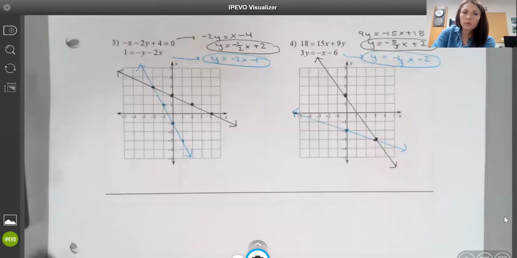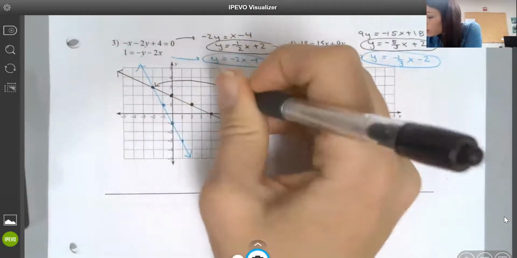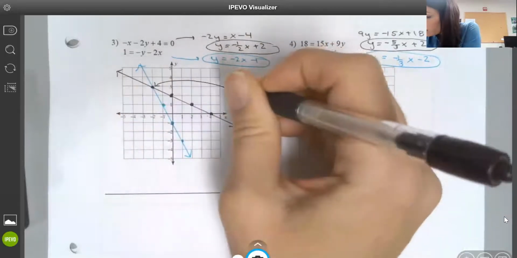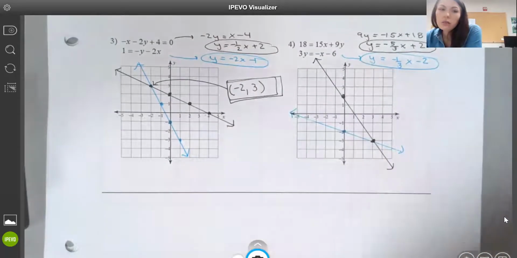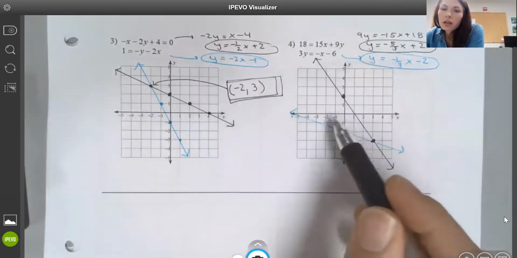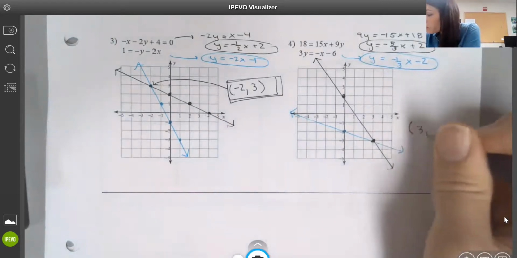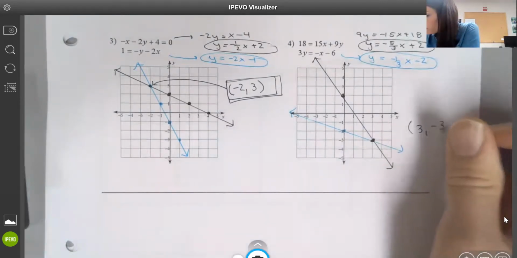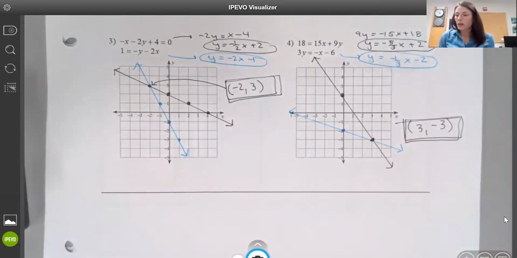Okay, so here are my graphs for 3 and 4. On 3, I'm going to say that the intersection point is (-2, 3). And then, of course, you would check it. And on 4, my lines are intersecting at (3, -3). There's my solution.